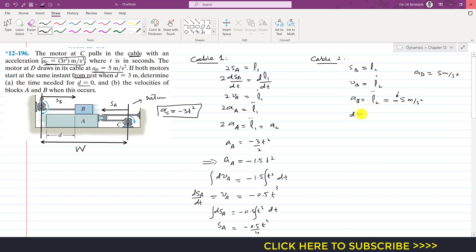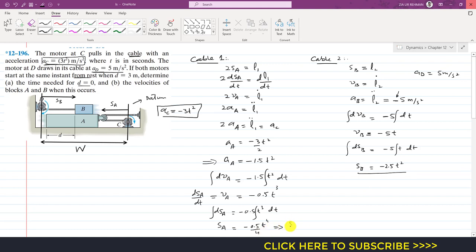Now again, we can write that this aB is dVB by dt, and this is equal to minus 5, and we can integrate this, right? So if I integrate this, this will be VB, equal to minus 5t. Now we can write this VB as dSB divided by dt, and this is equal to minus 5t. Again, if we multiply both sides with dt, then we can integrate this. This is SB, right? So this will be minus 5 t squared divided by 2, and this will become minus 2.5 t squared, right? So now this is SB in terms of t, and this is SA in terms of t, right?